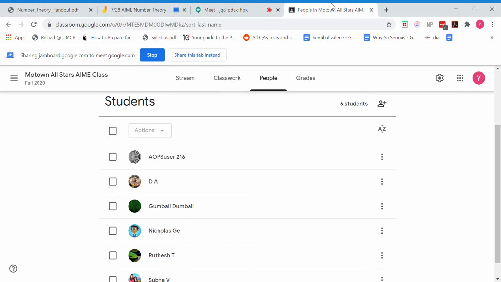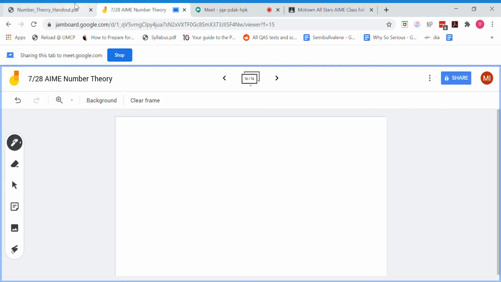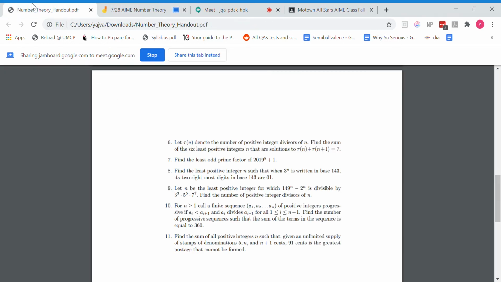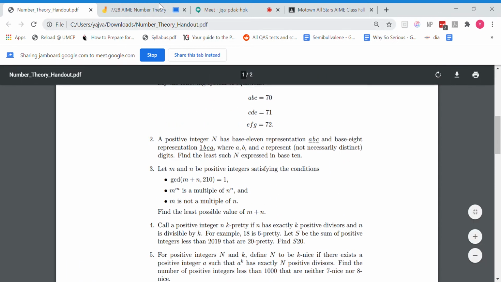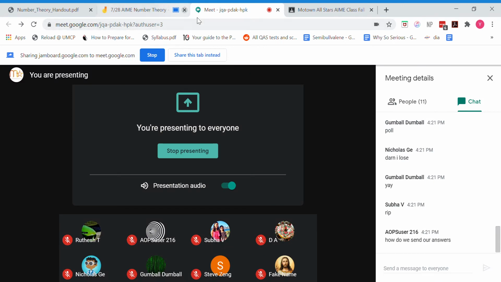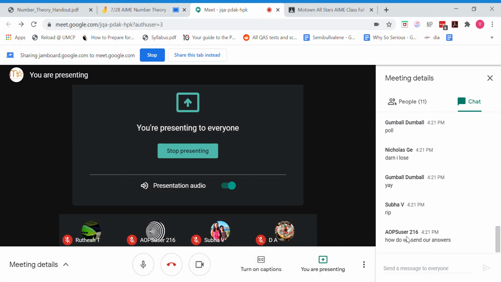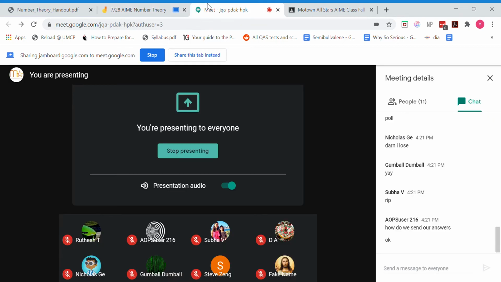Okay, so open up the handout that's in the classroom and follow along. So I can't show the problem and the Jamboard at the same time. So I'm just going to show the Jamboard, and then you can read the problem on the handout. So let's start with the first problem. How do you send your answers? You can just write it and take a picture, or just put it in a document and put it in the classroom or in the chat if you want.